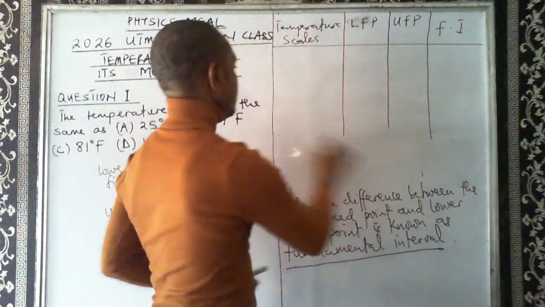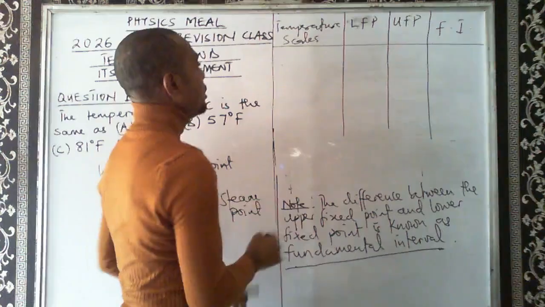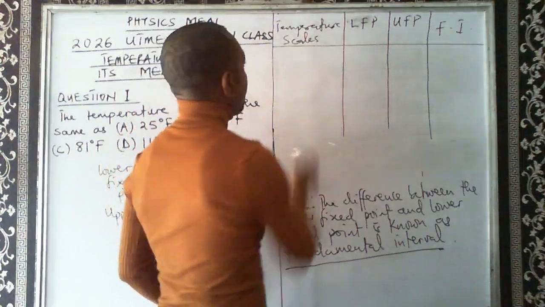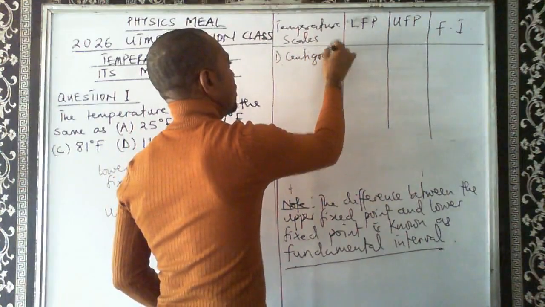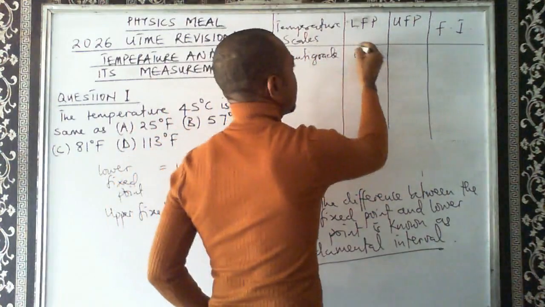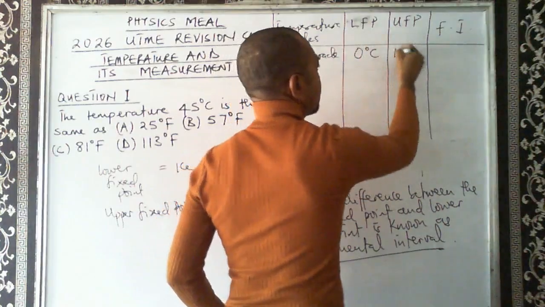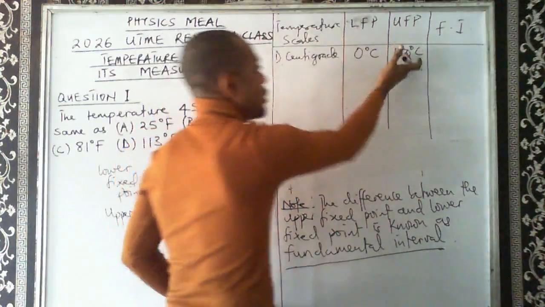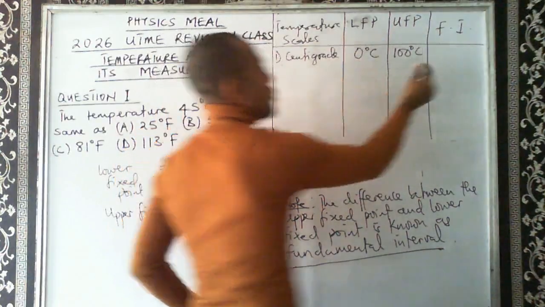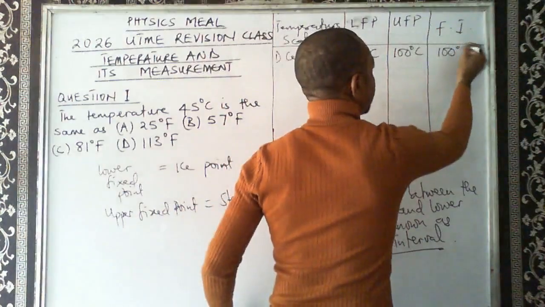So let's look at this together. Let's talk about the centigrade scale. The lower fixed point of the centigrade scale is 0 degrees Celsius. Upper fixed point is 100 degrees Celsius. So the fundamental interval is the difference between the upper fixed point and the lower fixed point, and that's 100 degrees Celsius.